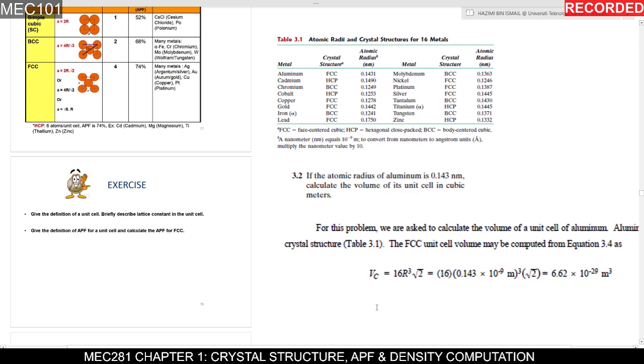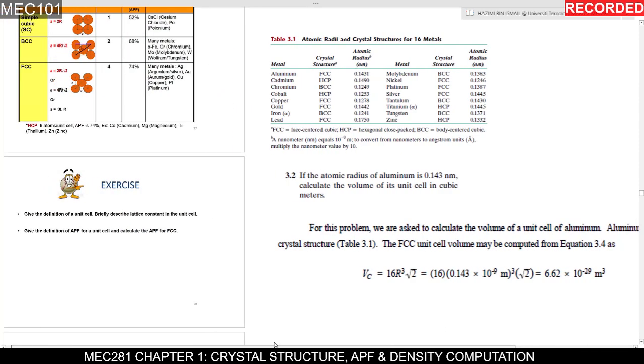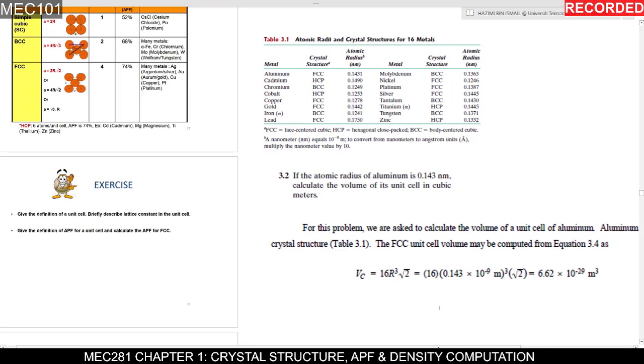Okay, untuk FCC, equation dia adalah Vc equal to a to the power of 3. a equal to this one. So 2R square root of 2, power of 3. So you will get here 16R to the power of 3 times the square root of 2.